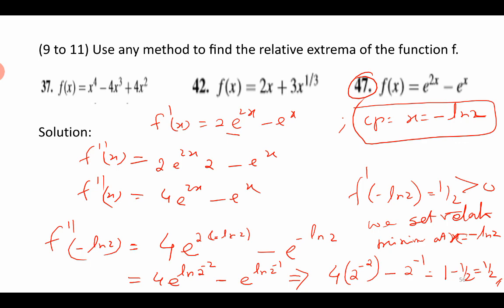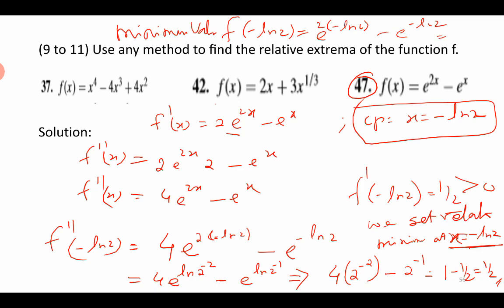So if you want to find the minimum value, substitute x equal to negative ln 2 in the original function. So f of negative ln 2. What is the minimum value? It is e power 2 times negative ln 2, minus e power negative ln 2. What do you get? The first term will be 2 power minus 2, and the second term will be 2 power minus 1. So 1 by 4 minus 1 by 2. The answer is minus 1 by 4. So the minimum value is negative 1 by 4. If they ask what the minimum value is, we substitute the x value in the original function to get the answer. Try the other problems yourself.